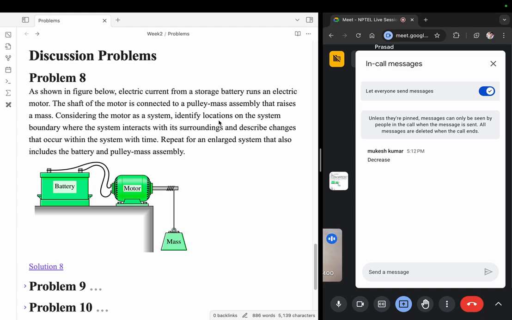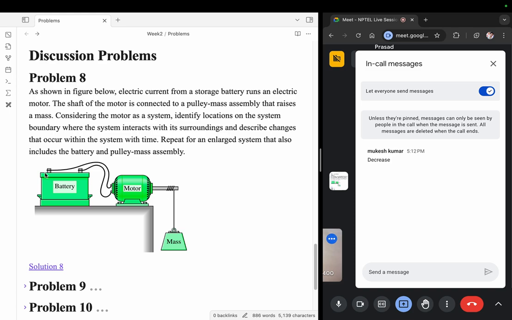So you can go through the question. You have a motor here which is connected to a battery, and because of this power the shaft rotates and the mass moves up. So this is straightforward. Now all I want you to do is consider different scenarios, different components as your systems, and tell me what is happening at the boundary, what is a heat interaction, and what is a work interaction.